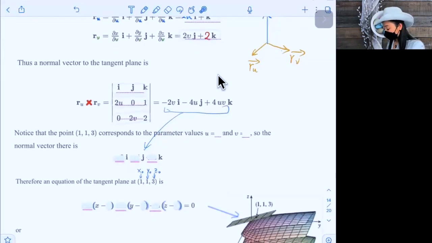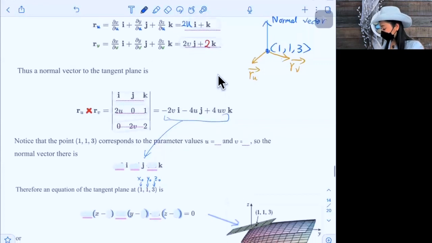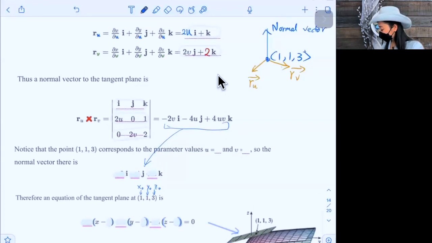And now we need to figure out the u corresponding. Okay, we have this point here, 1, 1, 3. This point here is 1, 1, 3. We also have the normal vector, but for this point right here, what's the corresponding u and v?